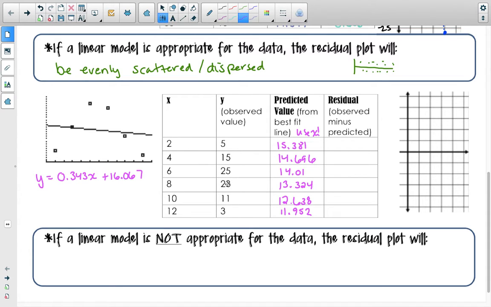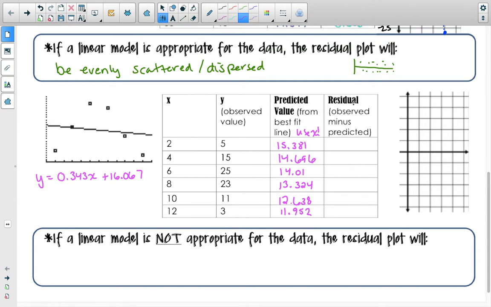So we were supposed to get 23 at the 8, but instead we only got 13. Same with when we plugged in the 6. We were supposed to get 25, but we got 14.01. So these values are much different than the observed values.